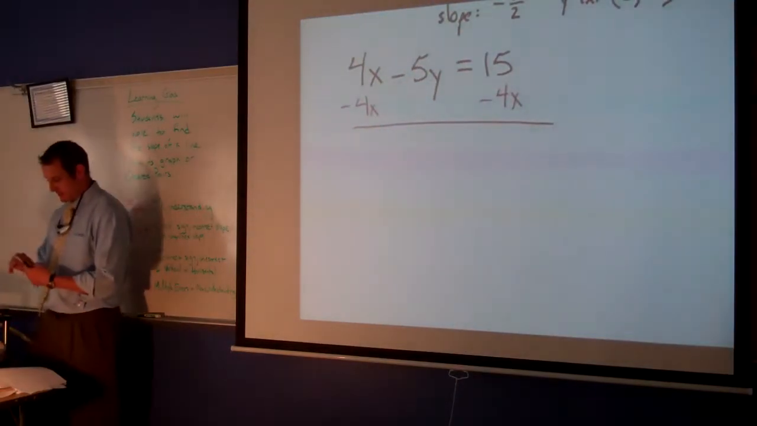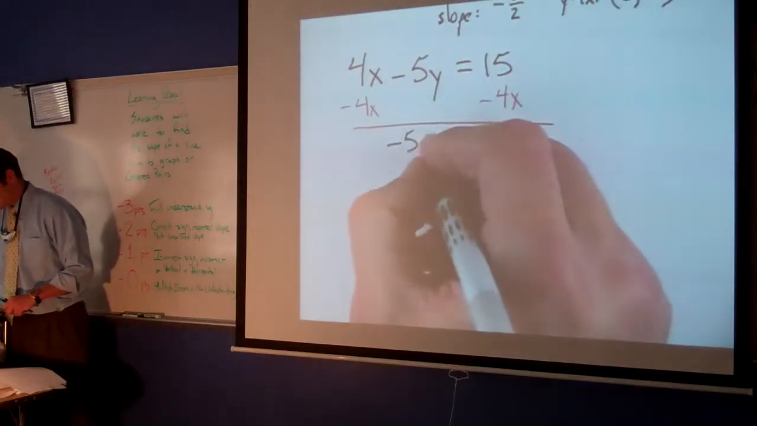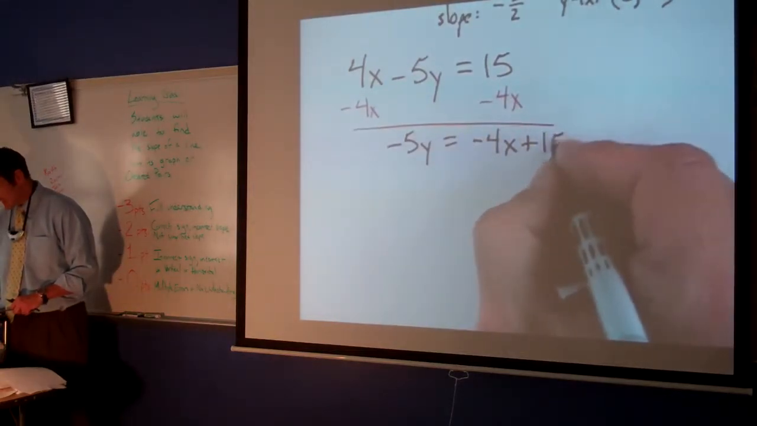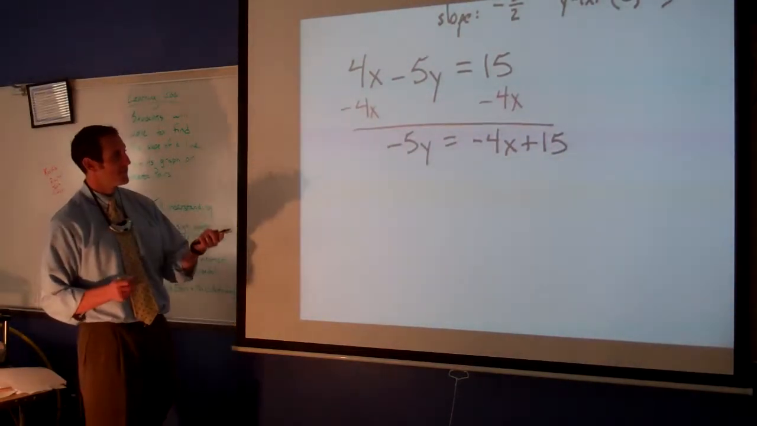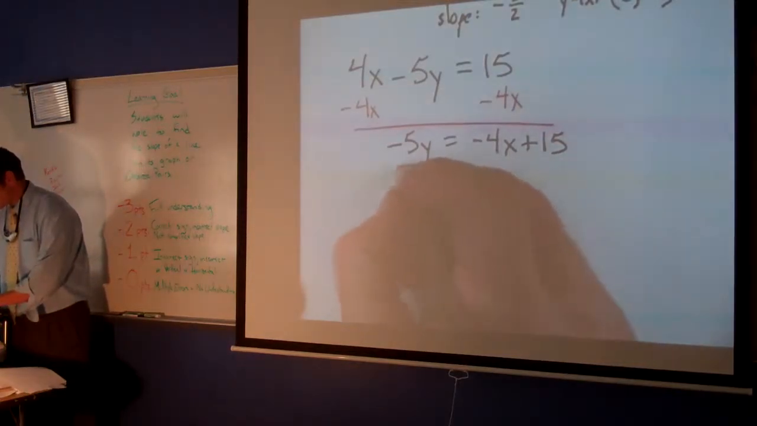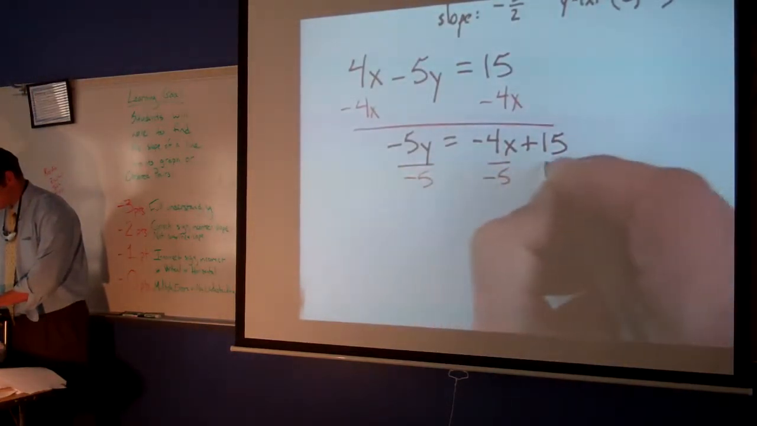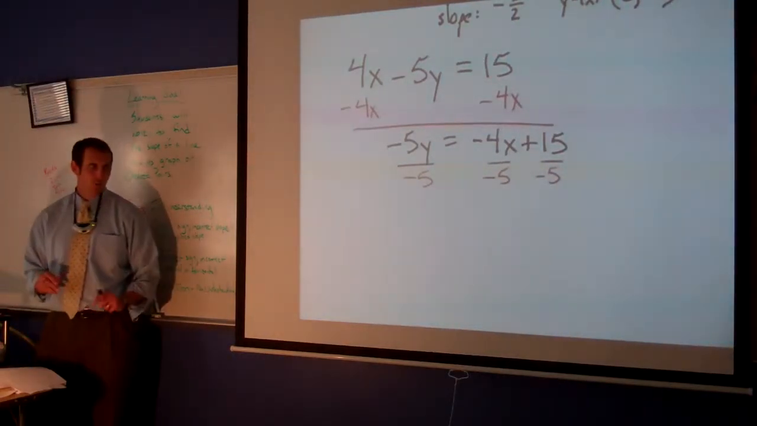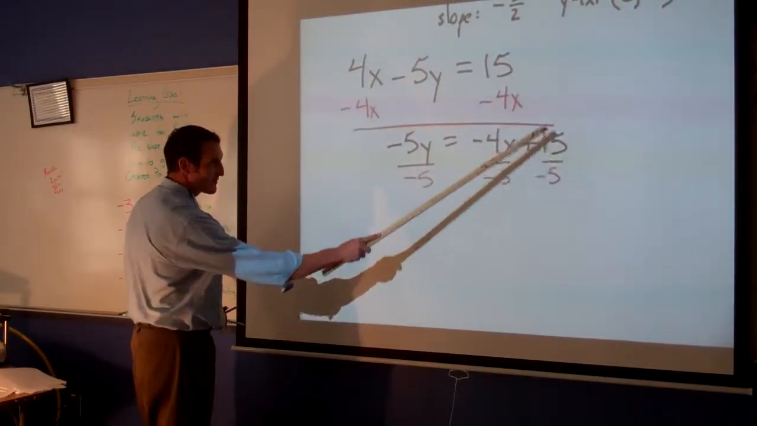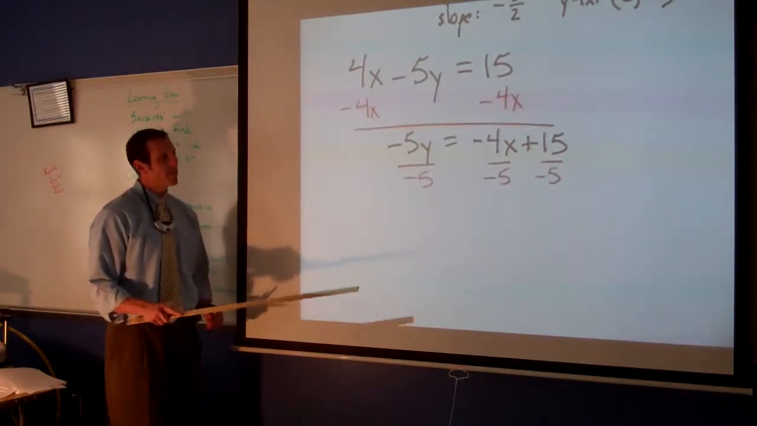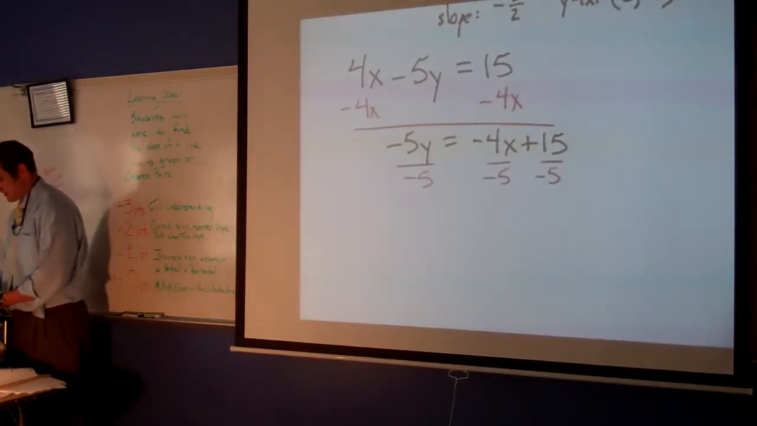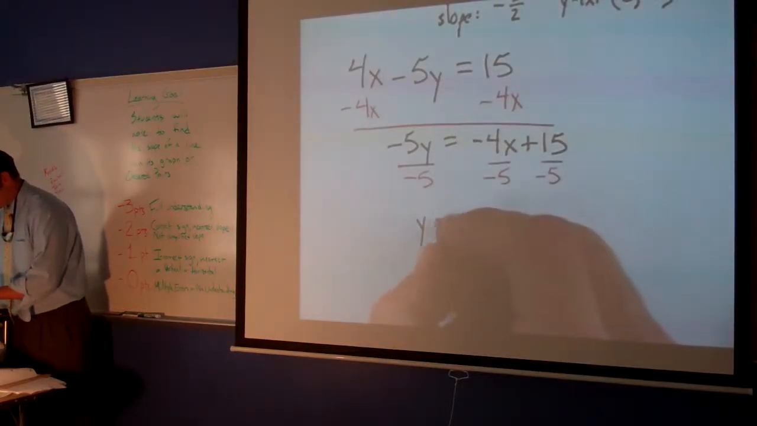Now watch these shortcuts. I'm going to take a couple of shortcuts. I'm left with negative 5y equals negative 4x plus 15. It's plus 15 because it's positive 15, and I've already used the commutative property in my head. Now I'm going to divide both sides by negative 5, and here is the second shortcut. I went ahead and used the property of fractions to split the giant fraction into two separate fractions with the same denominator. And now I can simplify.